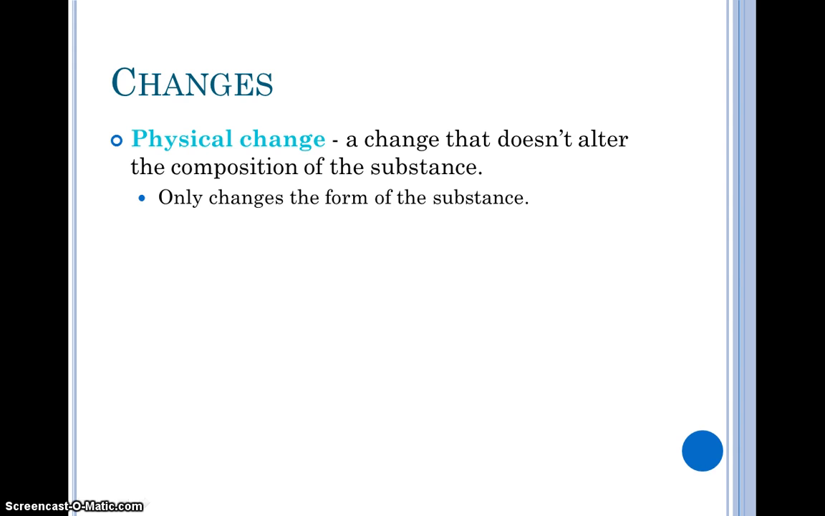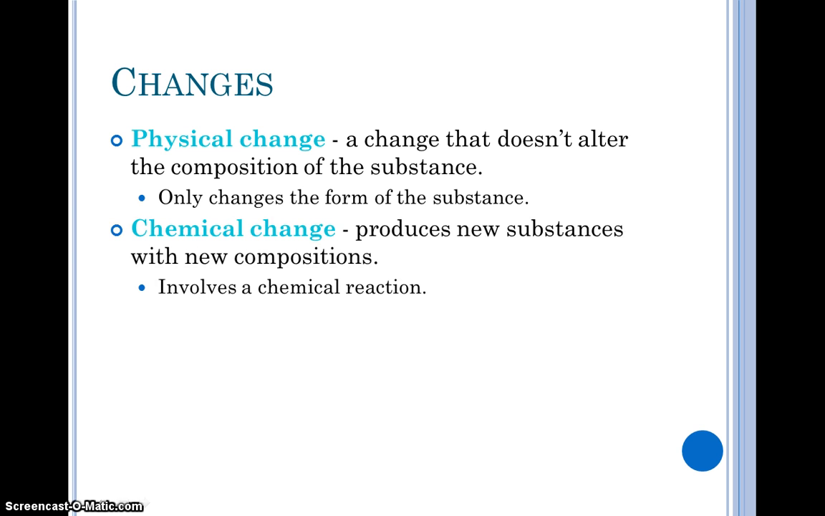So when we take water and put it in the freezer and turn it into ice, we're not chemically changing it at all. It's still water, it's just changing the form from a liquid to a solid. So a physical change requires no chemical changes at all. Where a chemical change is going to get a new substance with a new composition. And these are always going to involve a chemical reaction.